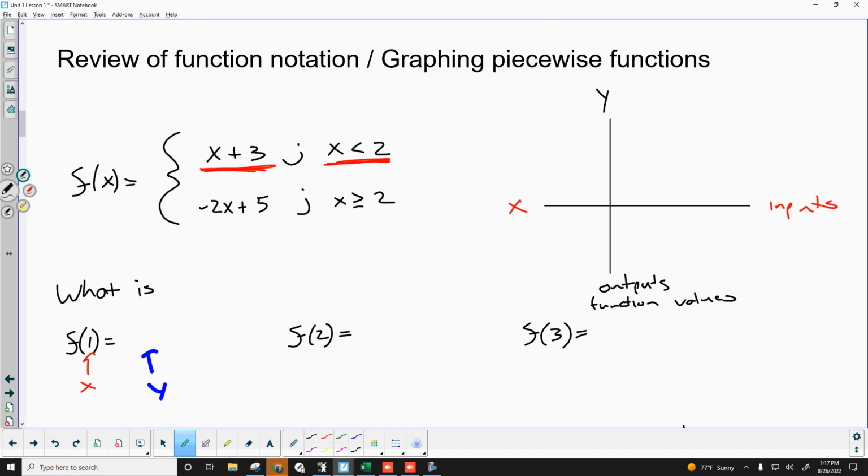Okay? And I will use that for x. If x is equal to 1, that's definitely less than 2. I will use x plus 3, plug in 1 into x plus 3, I get 4. Congrats, I just got my first function value. With the input of 1, I get an output of 4.